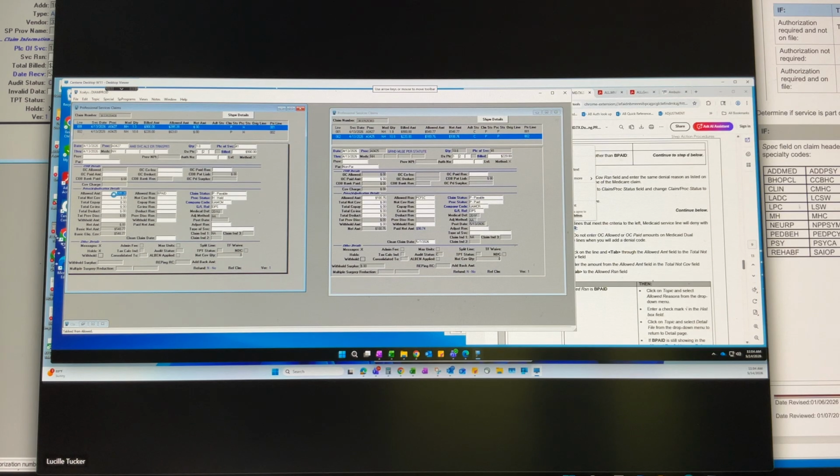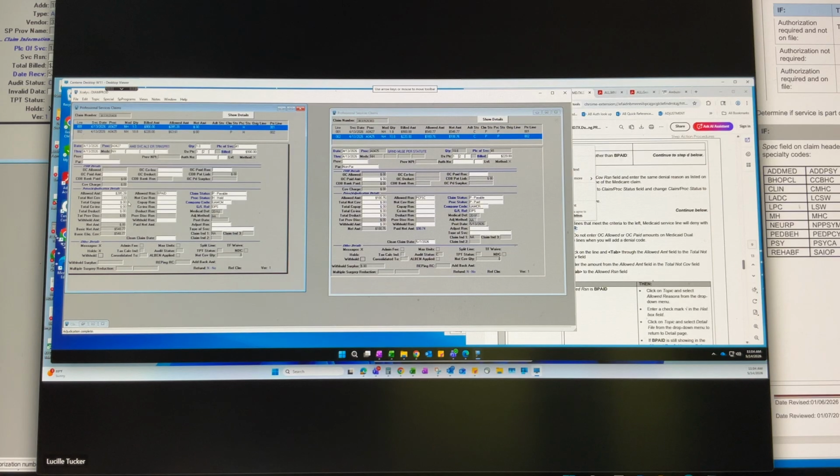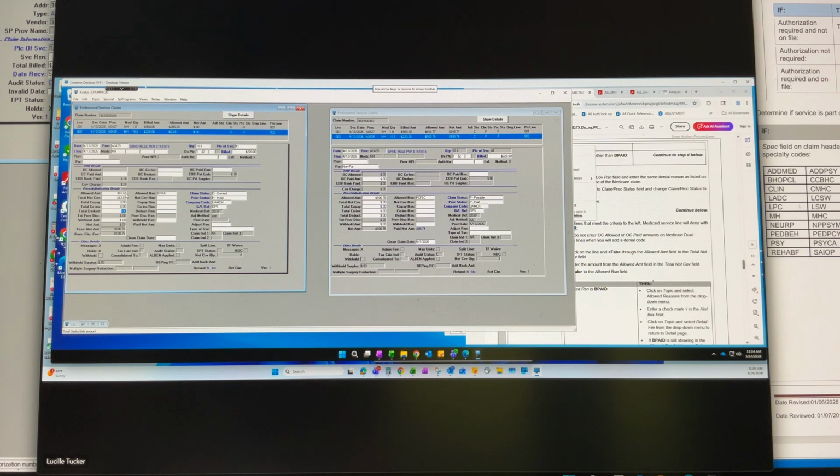Because I'm not going to be entering any denial codes. I'm sorry, I'm not going to be entering any OC allowed and OC paid. You know what? We do have to enter the COB indicators. Okay, so yeah, we do need to enter them.